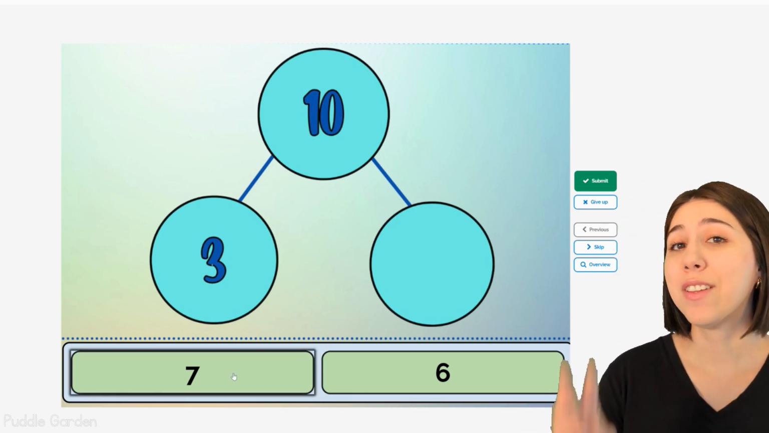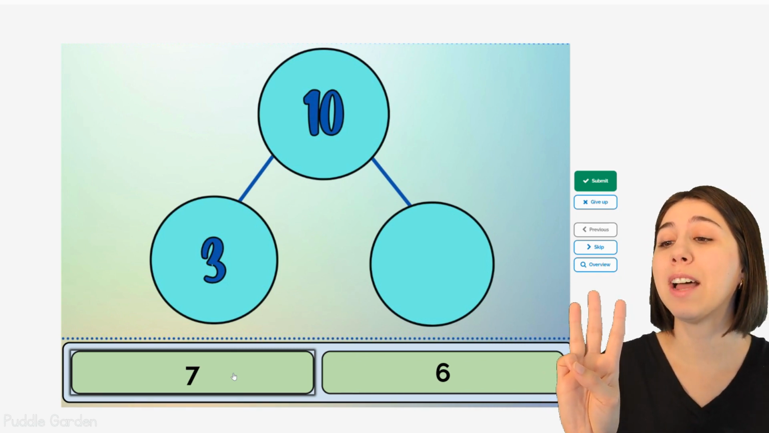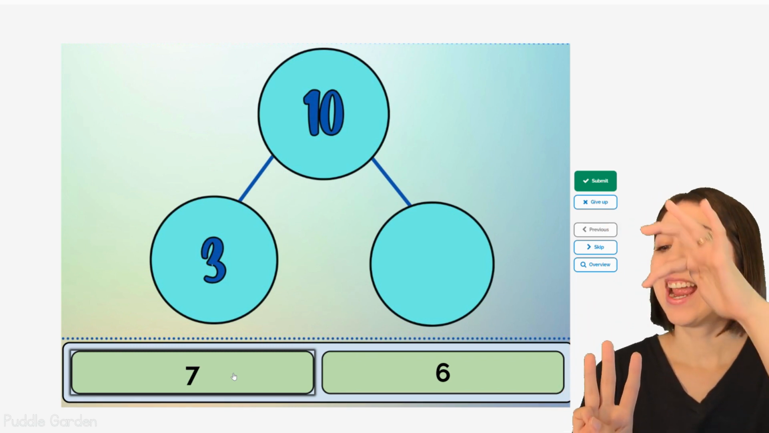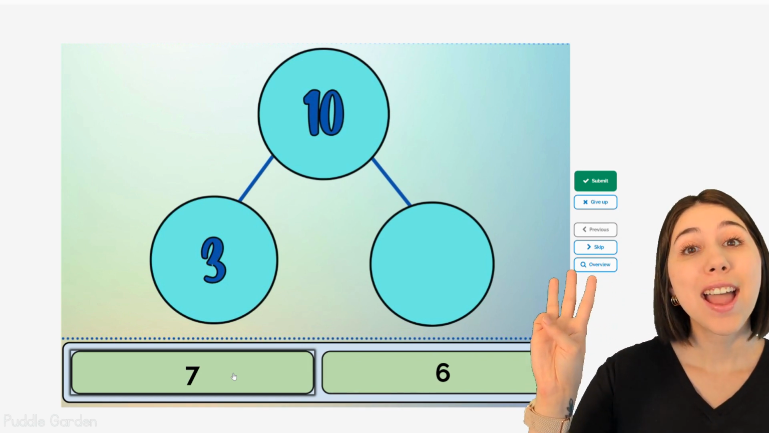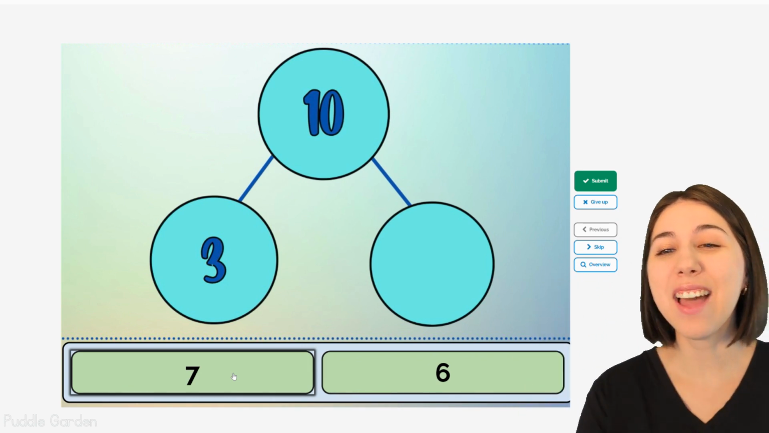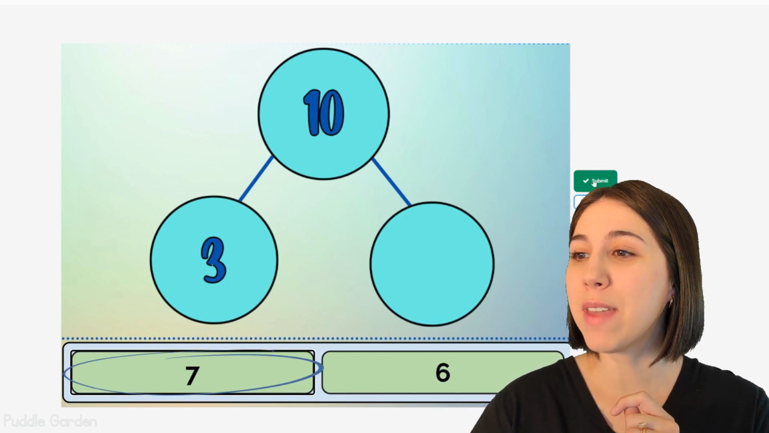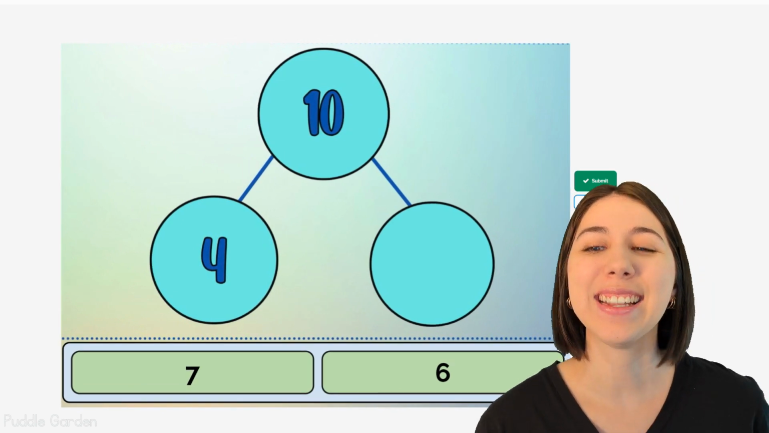So if we have 7, we're counting on 3. Let's try it. 7. What comes after 7? 8, 9, and 10. So if we have 7 and we count on 3, we get 10. Let's go ahead and submit and we're going to check our work. Oh, look at that. All right.